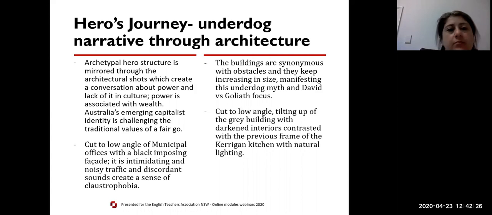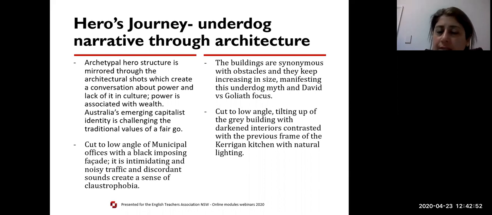is very much the structure of the castle. At first, we see the cut to the low angle of the municipal offices, and we know that low angles often show things of power. It is intimidating. It does have noisy traffic. There's discordant, ugly sounds around, and it creates a sense of suffocation and claustrophobia. The buildings themselves are synonymous with the obstacles, as I've written there, and again, darkened interiors.